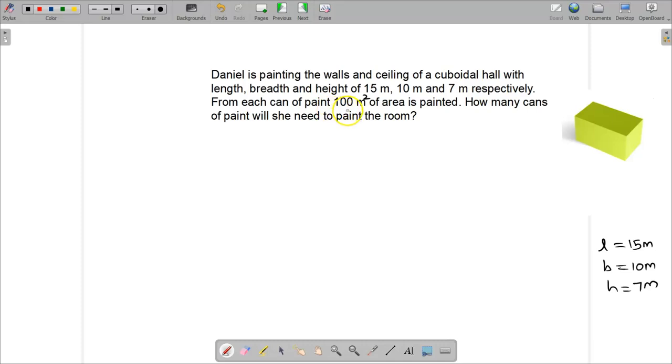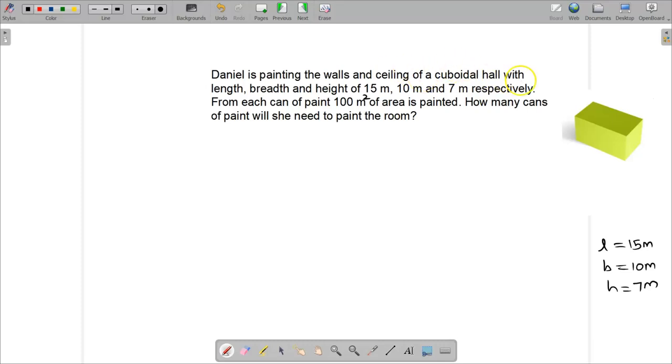From each can of paint, 100 meter square of area is painted. How many cans of paint will she need to paint the room? So they have given that one can of paint can paint the area of 100 meter square. So first we need to find out the surface area for the given cuboidal hall except the bottom of the cuboid, and then we need to find out how many cans we need to use in order to paint that particular room.